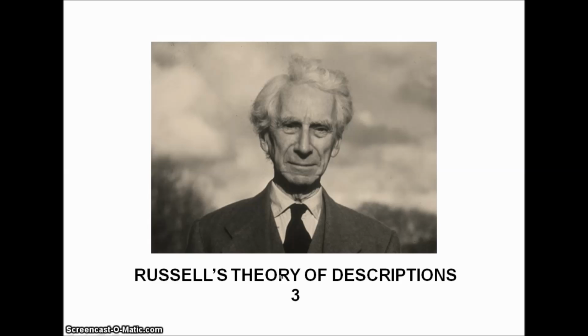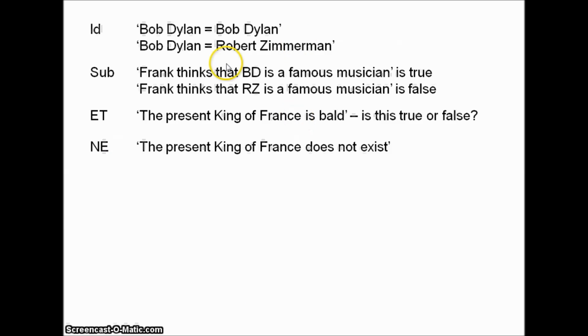So, what have we done so far? Well, we've seen 4 problems: identities, substitutivity, empty terms and negative existentials, and we've seen how 2 philosophers, Frege and Meinong, responded to those problems. We also saw that Russell could not accept either solution, so naturally he developed his own solution. That's what we'll be dealing with today. Here are the problems, just to jog your memory.